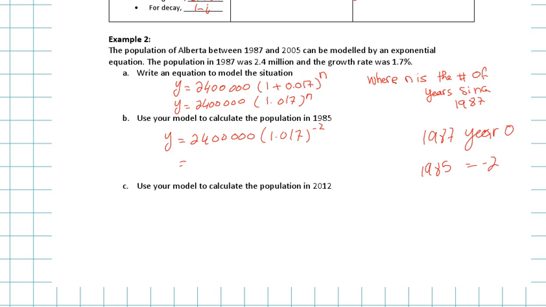So what is the answer for that? 2,320,435. If you get a decimal for population, please change it. We will not have 0.1 of a person, right? So change it.